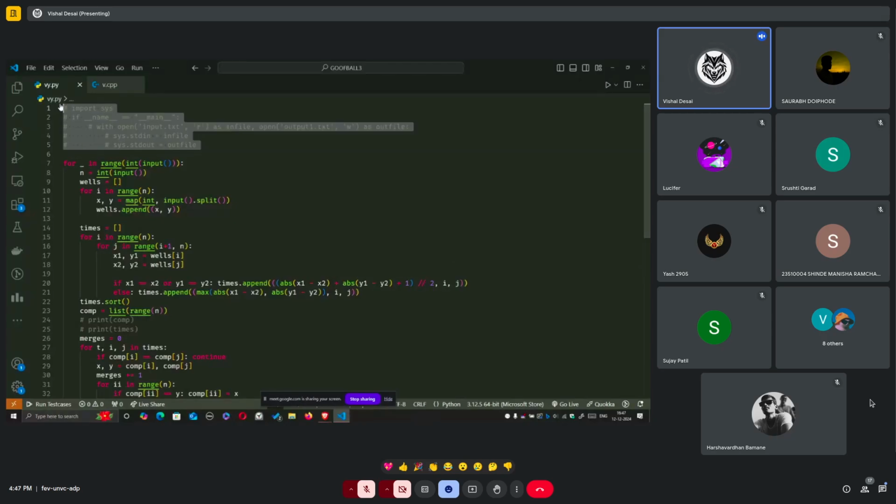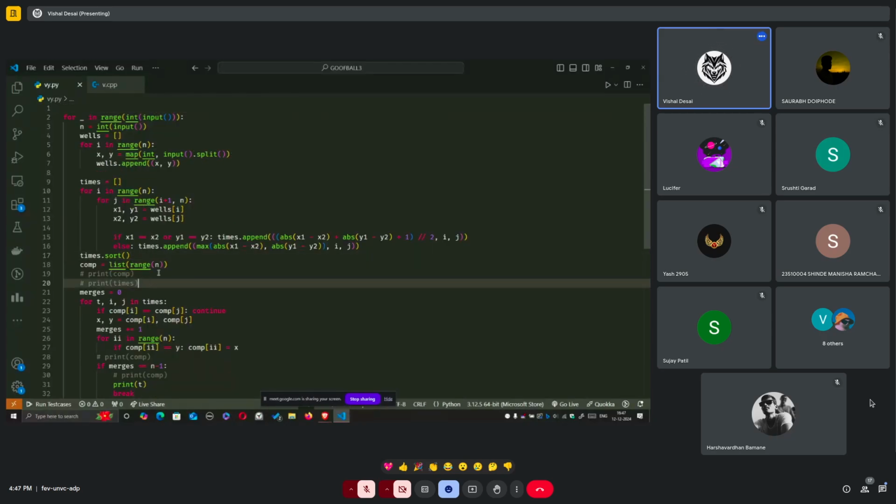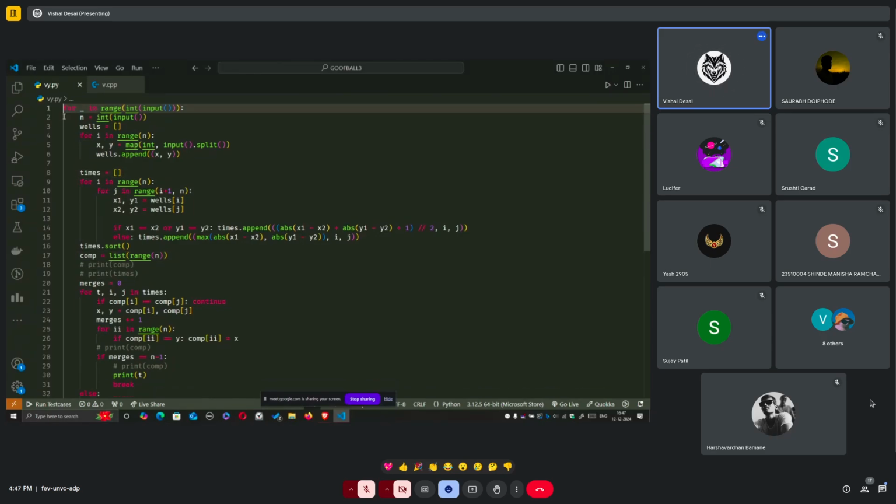Just ignore these comments. This is just testing. As Python is simple, just try to understand. I will explain it line by line. What I did was, there are n wells. This is the input of n wells. This is the test case input.